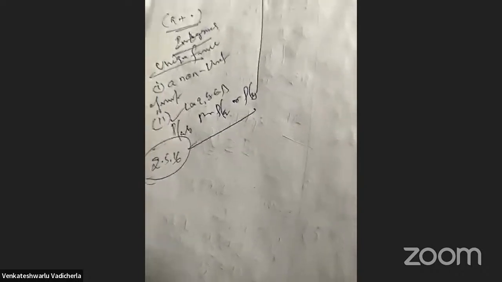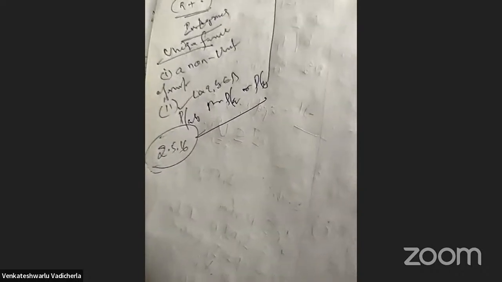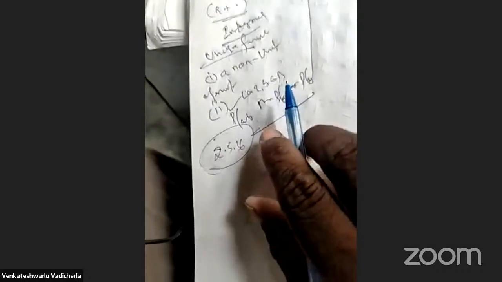First of all, R plus comma dot is a ring said to be an integral domain: a commutative ring with unity that has no zero divisors. An integral domain is said to be a unique factorization domain if, first condition, a non-unit element can be expressed as a finite number of irreducible factors. Second, every irreducible element is a prime element, which means P divides ab implies P divides a or P divides b.